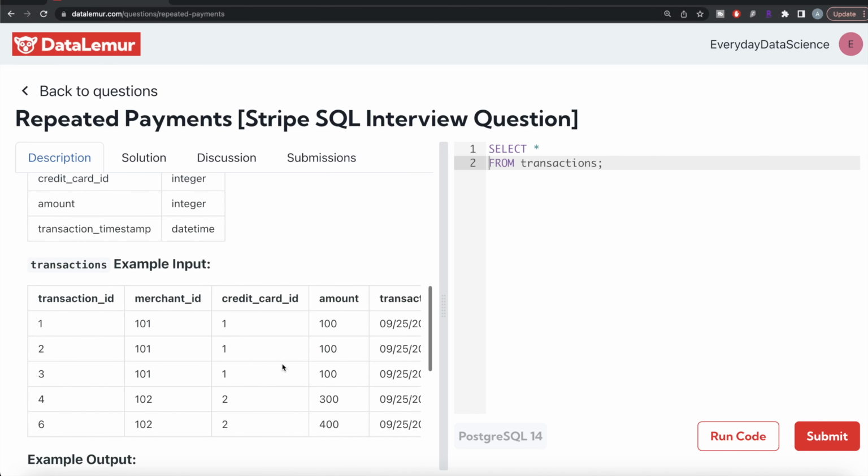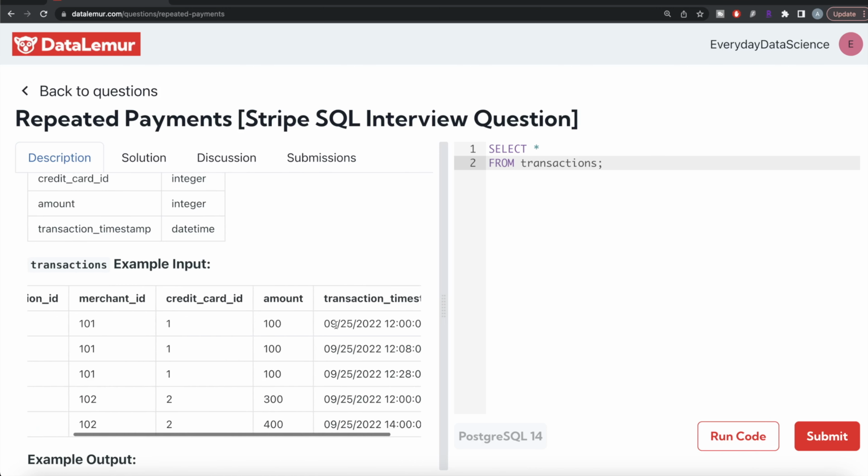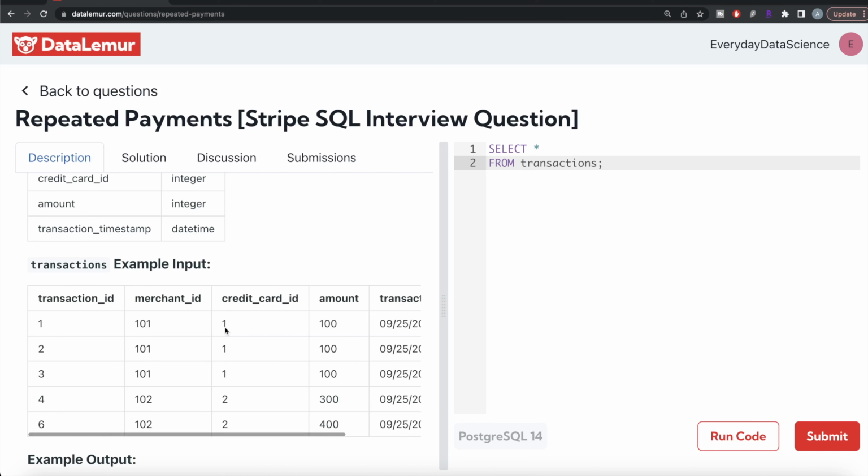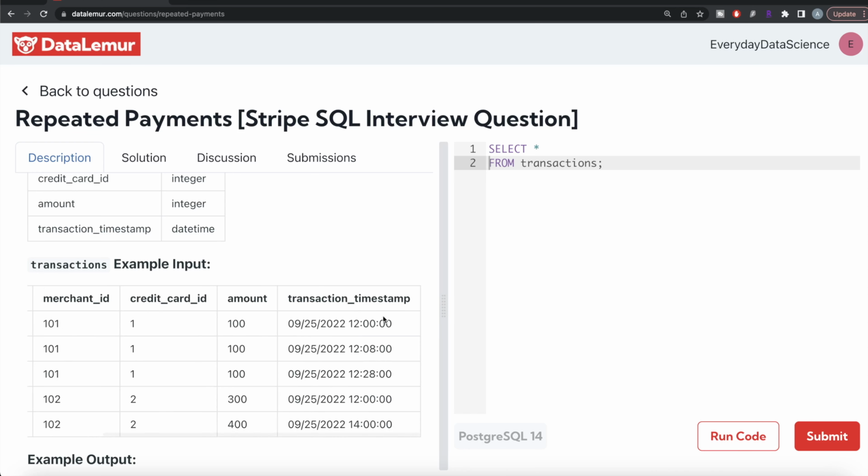And here is an example, right? So if you look at it, same merchant, same credit card, and same amount within 10 minutes. So merchant ID 101, same merchant ID, same credit card, and same amount, right? However, if you look at it, 12 o'clock, 12:08, and 12:28. So obviously these two are within 10 minutes, but these two are not within 10 minutes, right? So how many repeated payments?